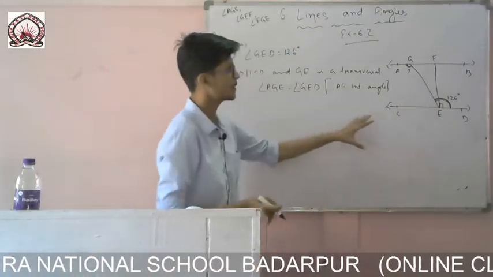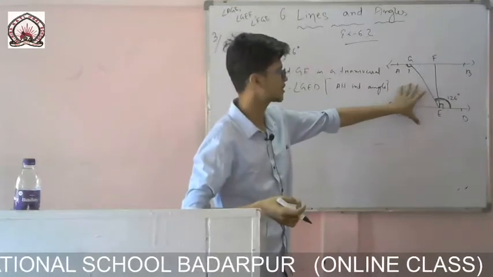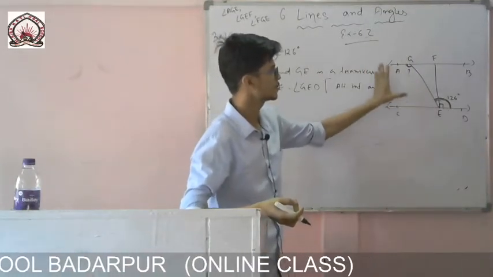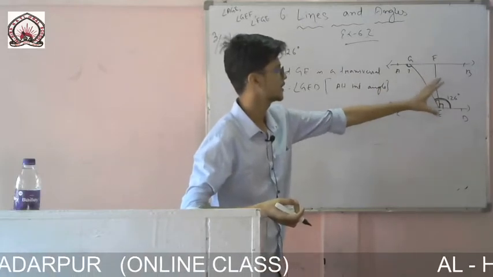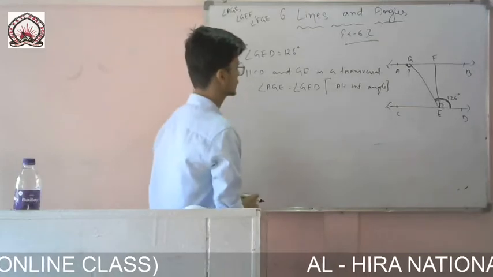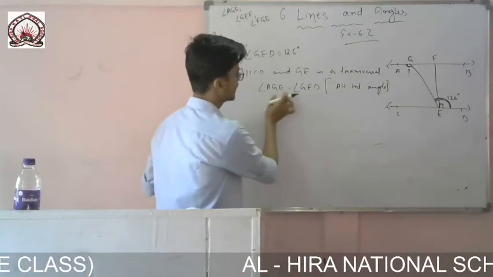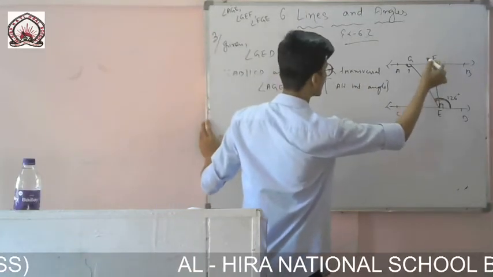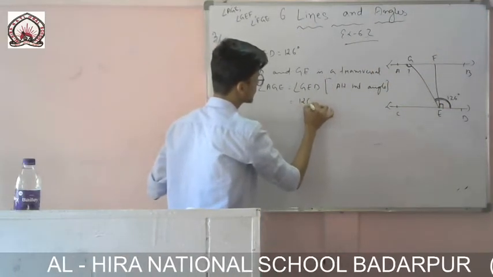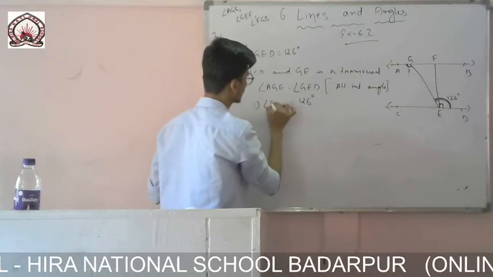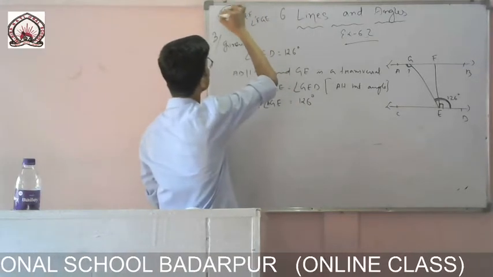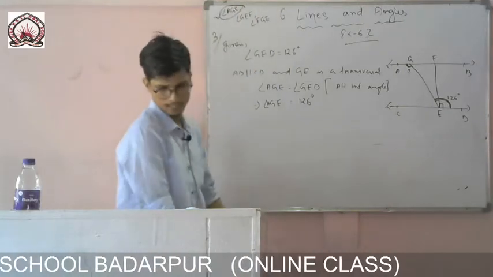And one thing you remember: in the exam, try to draw the figure, don't leave it, whatever the question may be. Draw the figure on this side of the page, and then start solving the maths. So AGE is equal to GED, and the value of GED is 126 degrees. So the first one I have got. The question was to find AGE, so AGE is finished. Very easily we have done it.